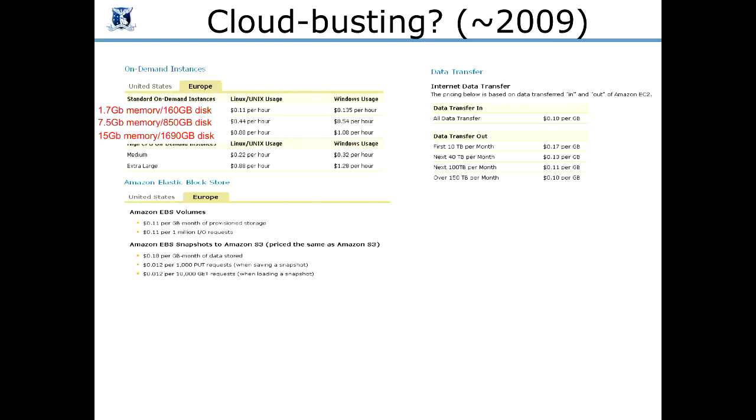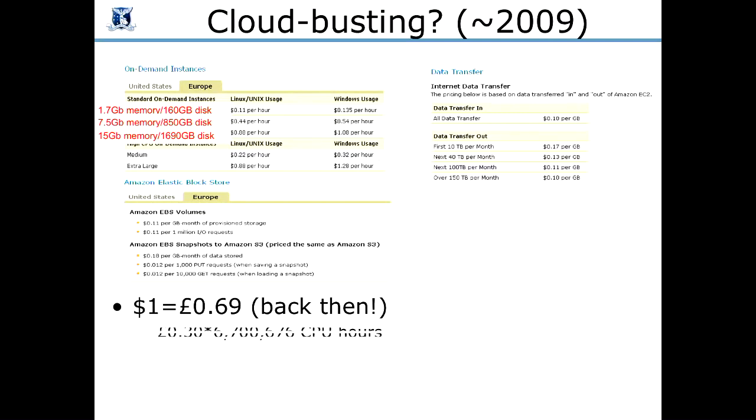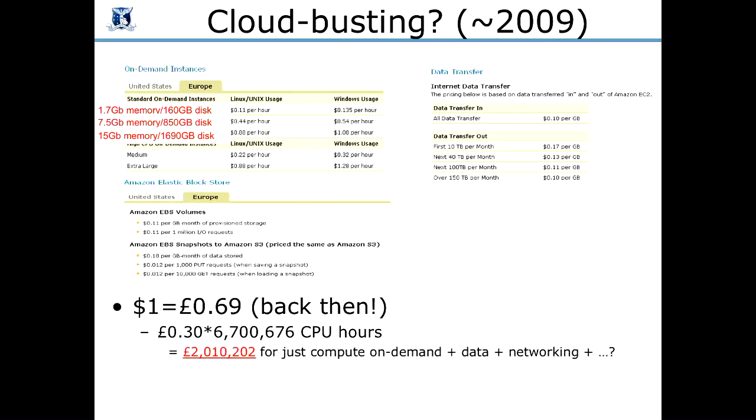But if you want the larger machines, which are going to do more serious crunching of data, they cost a lot more. And at the time, $1 was 69 pence, UK pounds. If you just looked at the number of jobs we processed on ScotGrid and worked out how much it would have cost for the CPU time, how many CPU hours we used running on our own cluster, if we were to take those jobs and run them on Amazon, it was going to cost us over £2 million. That was just for the jobs.